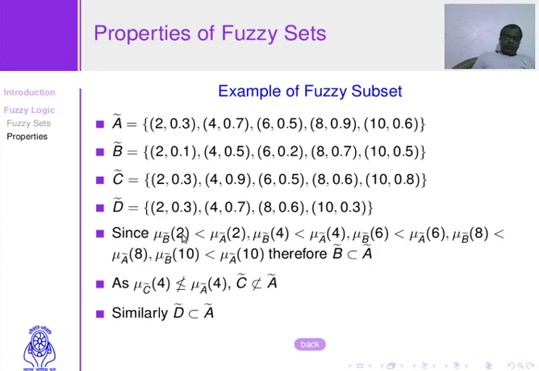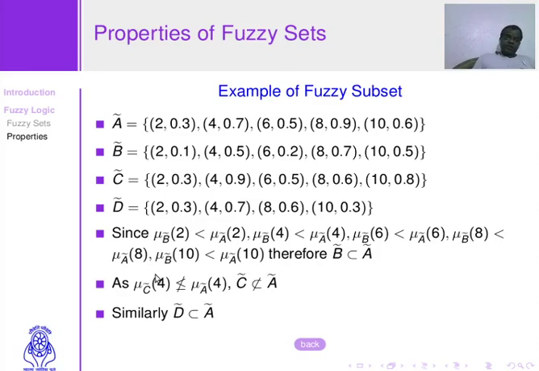So consider the degree of membership for element 2 in fuzzy set B, which is less than the degree of membership for the same element in fuzzy set A. And we can observe that for all other elements in fuzzy set B, the degrees of membership are smaller than corresponding degrees of membership in fuzzy set A. So that's why we can say that fuzzy set B is a subset of A.